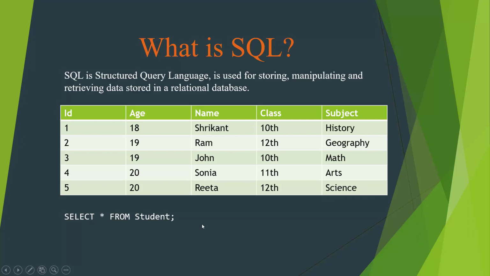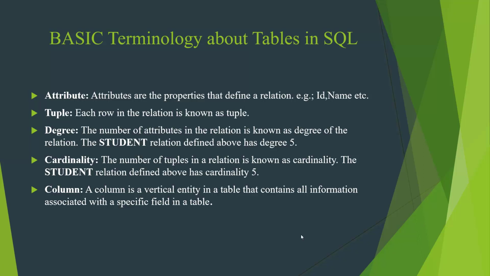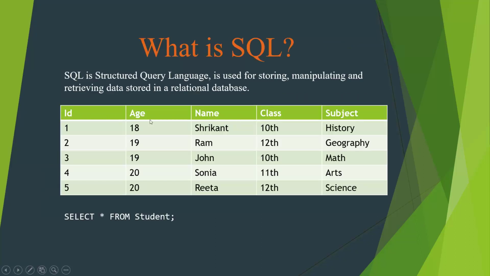Now we understand what SQL is, what structured query language is, what a database is, and what tables are. Now we will move to some basic terminology about tables in SQL. What is an attribute? Sometimes it is called a field as well. Attributes are the properties that define a relation. Like earlier, you saw that id, name, and class are attributes, or you can say fields. Id, age, name, class, subject are your attributes or fields.